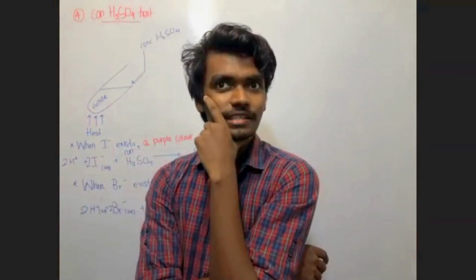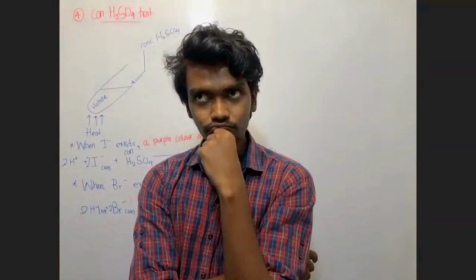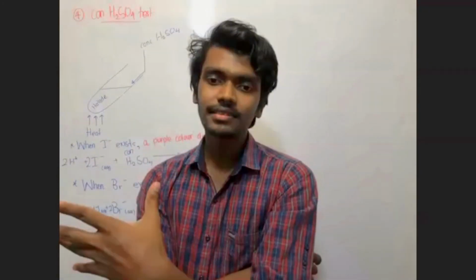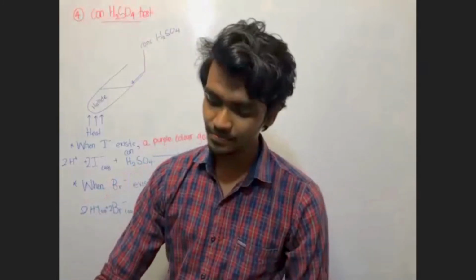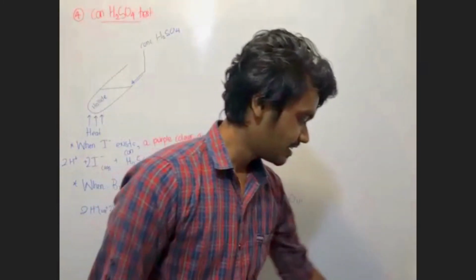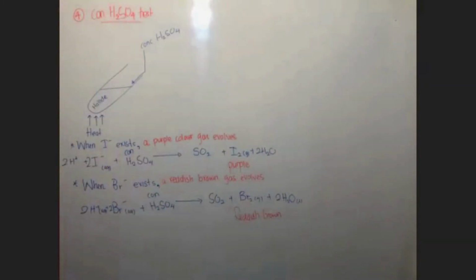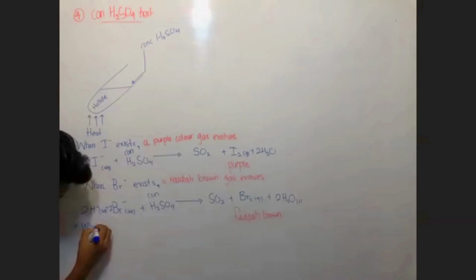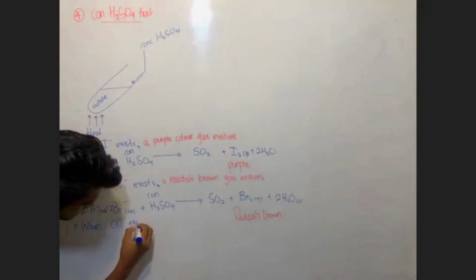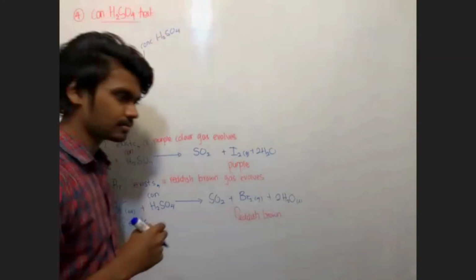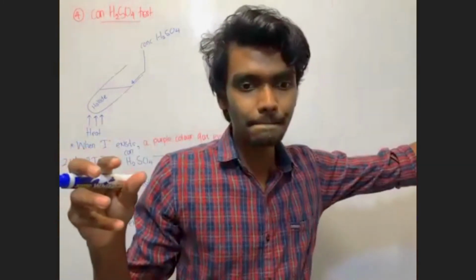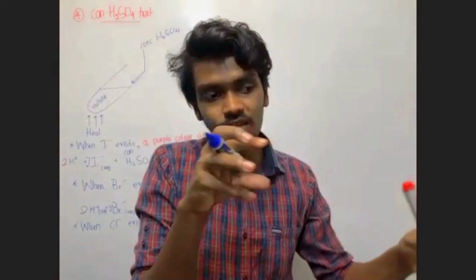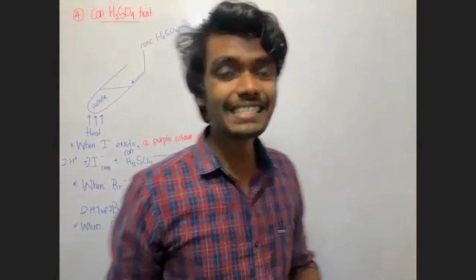When Cl minus ion is present, what happens is a colorless gas evolves. It's not Cl2 gas. Hope you understand what I say. When Cl minus exists and you add concentrated H2SO4, the H plus from concentrated H2SO4 reacts with Cl minus and evolves HCl gas.